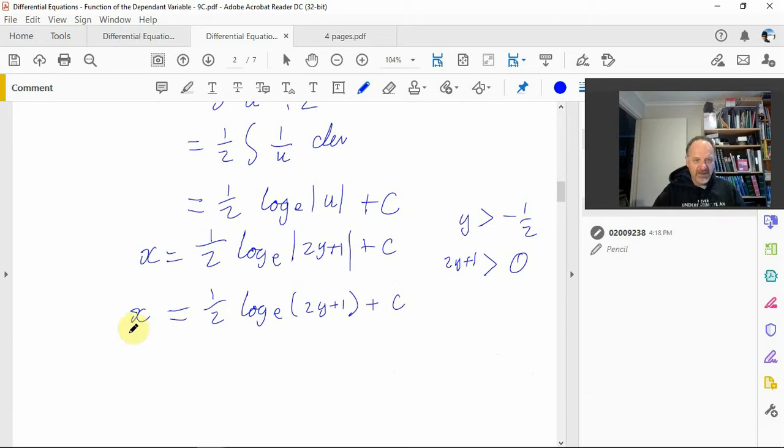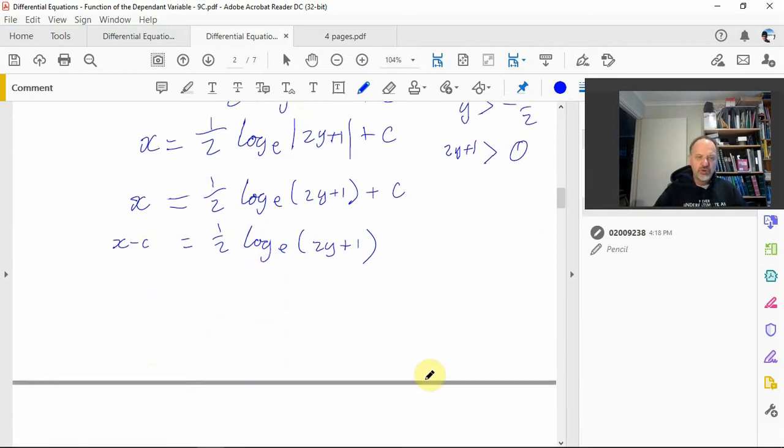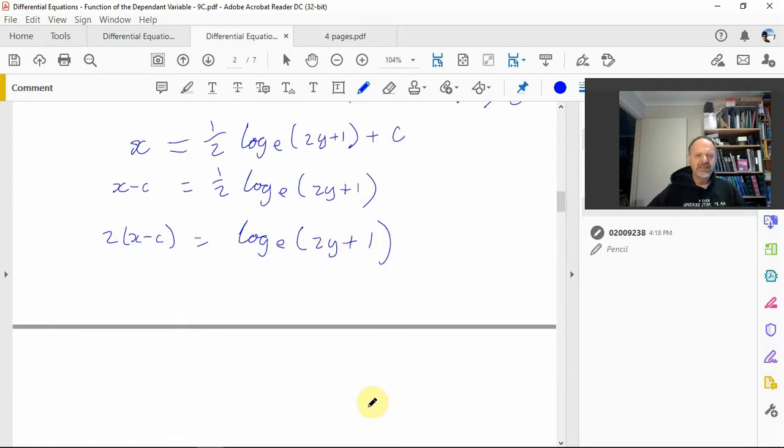Okay, so now we've got that, and this is our independent variable x, and our dependent variable is y. So we need to rearrange that equation to get y equals. Okay, let's take c. Get rid of this half by multiplying both sides by 2. So then we have 2 x minus c equals log to the base e of 2y plus 1. And we need to get rid of that log to the base e. So to get rid of a log to the base e, we do e to the power of.